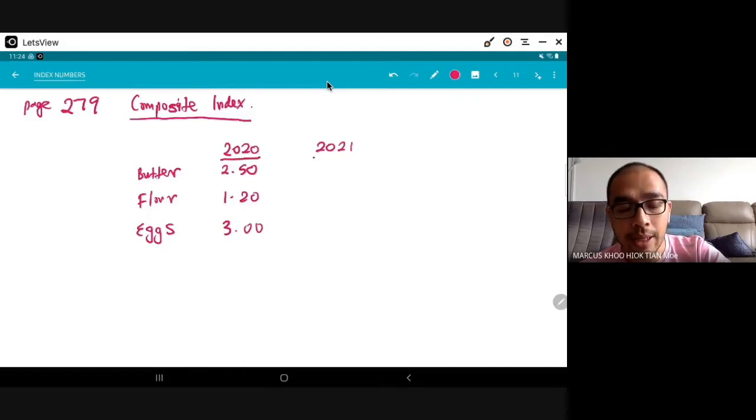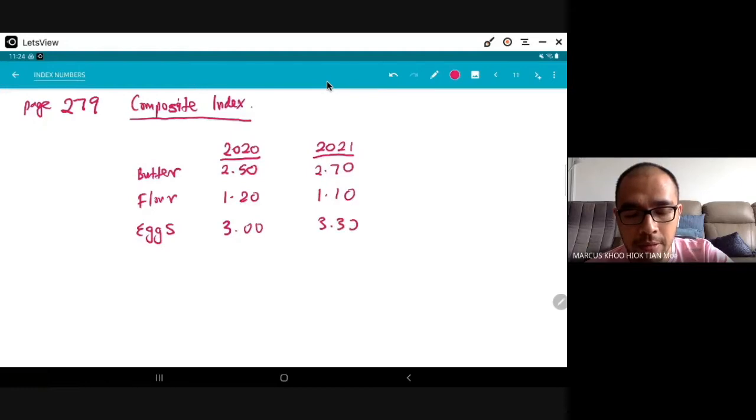Now let's say in 2021, the price of butter becomes 2 ringgit 70 cent. The price of flour becomes 1 ringgit 10 cent. And the price of eggs becomes 3 ringgit and 30 cent. Suddenly the eggs become very expensive.